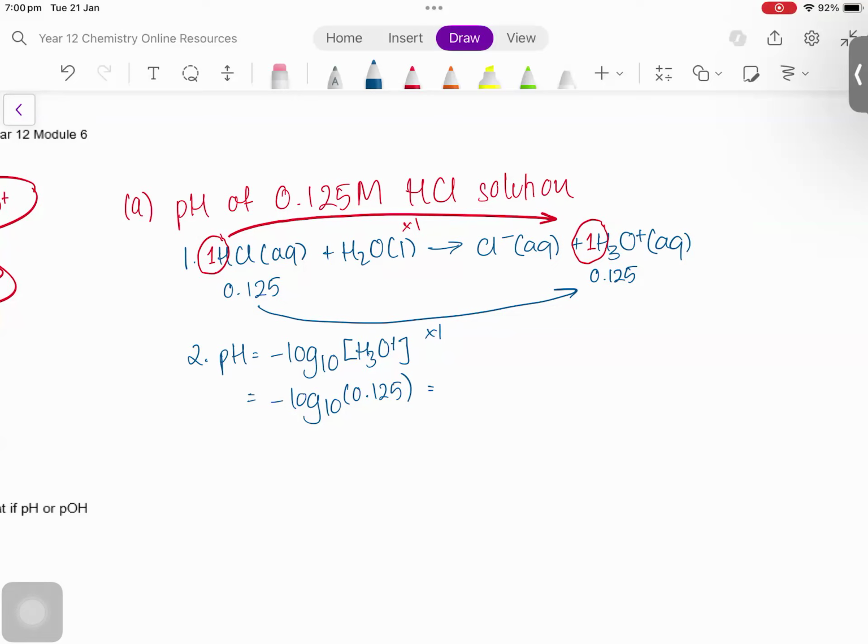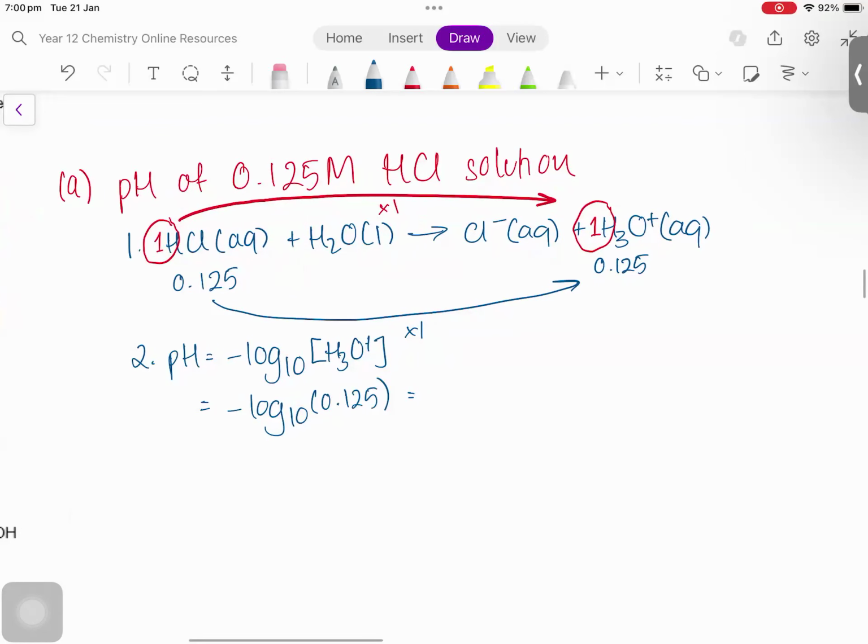And while you're doing that, pH is unitless, because you've put it to log base 10, that gets rid of the units. What do we get for pH? 0.903. Thank you, Celine. And Celine's rounded it off to the correct sig figs as well.